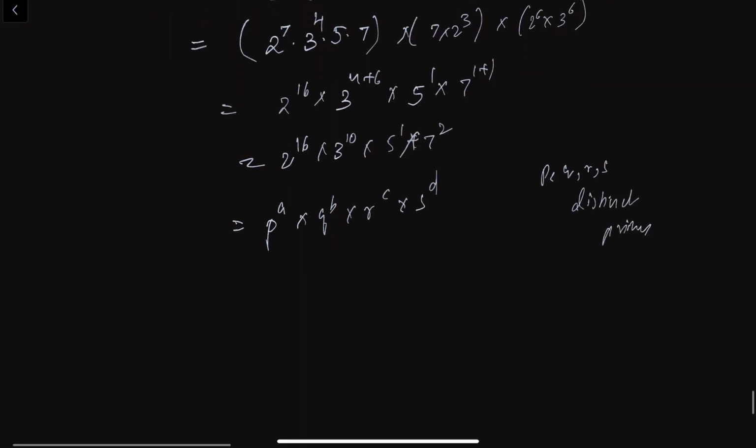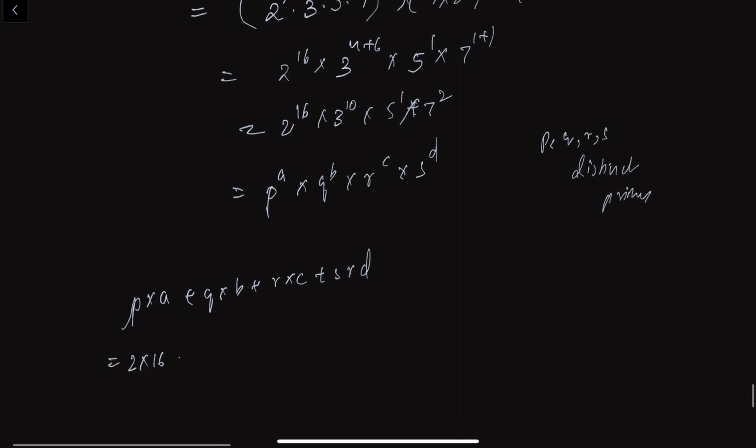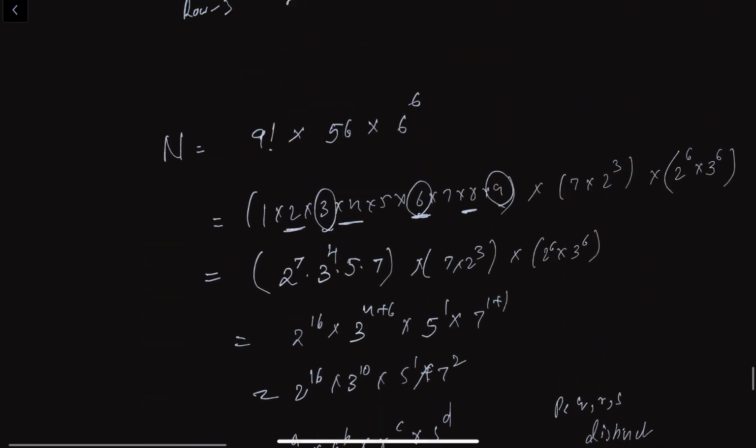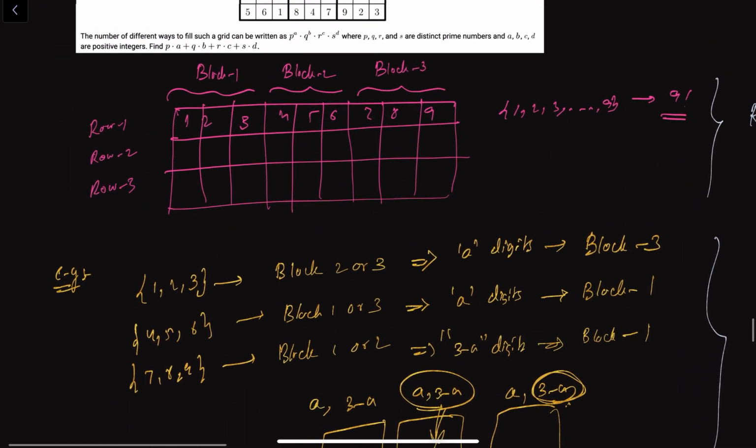Now we need to find p times a plus q times b plus r times c plus s times d. So that will just be 2 into 16 plus 3 into 10 plus 5 into 1 plus 7 into 2. So that is 32 plus 30 plus 5 plus 14, which is 62 plus 19, which is 81. So the answer for this question would be 81.